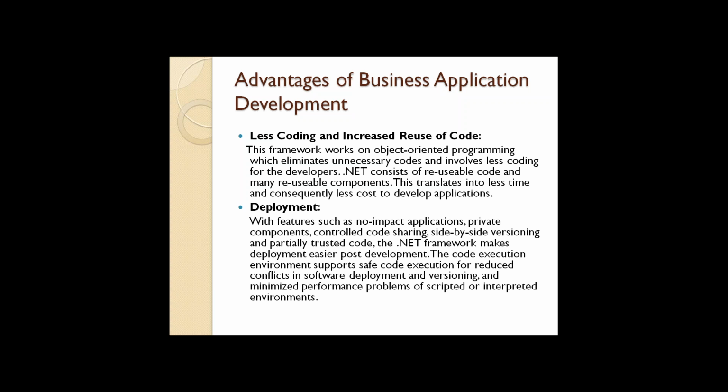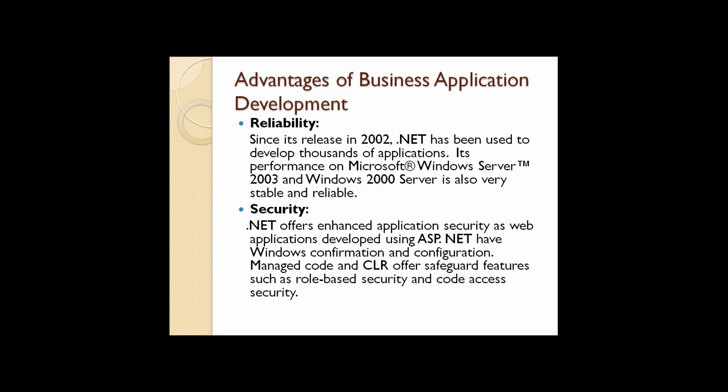And deployment. Already I told you about deployment, right? We can easily and simply deploy the application after developing it. And reliability. Since 2002, we have been developing thousands of applications using .NET, so we have more reliability. There are many successful applications in .NET, and security also. We have a lot of security concepts in .NET that we will discuss in the security sections. CLR provides security, such as role-based security and code access security. We have all that in .NET.